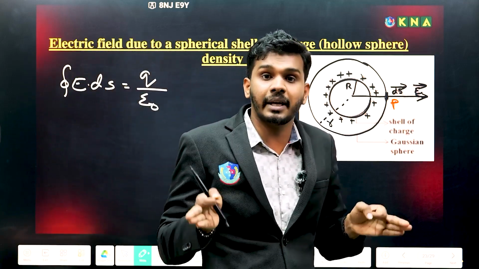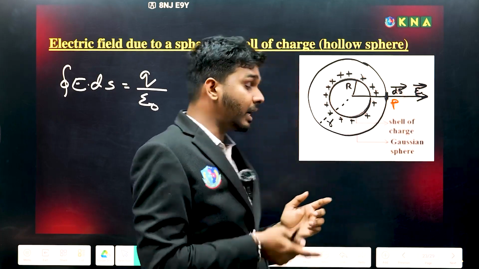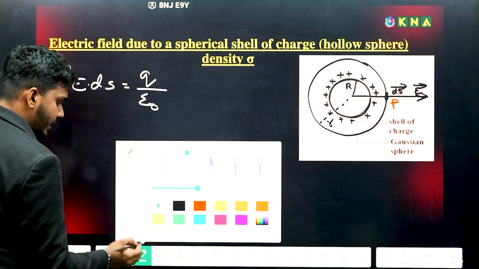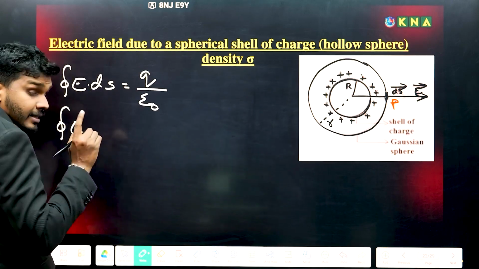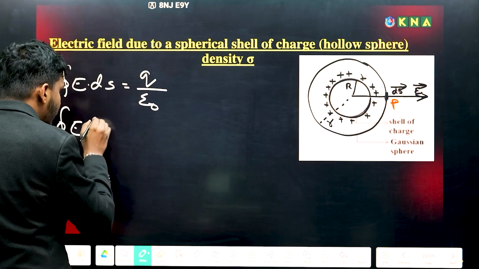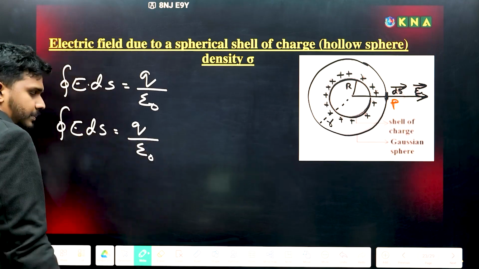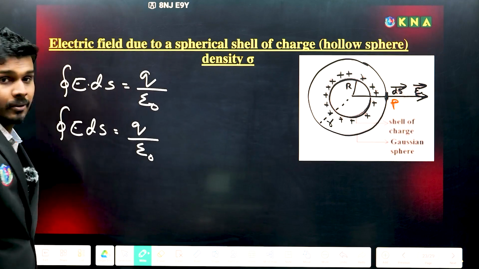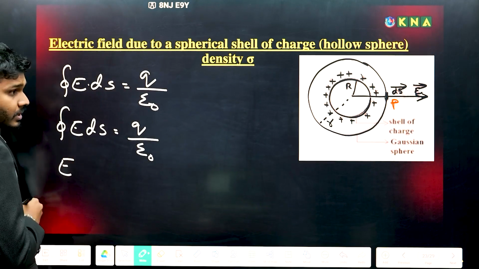So E dot ds becomes E ds cos 0, and cos 0 is 1. So the integral of E dot ds is E ds cos 0, which is E ds, and that is equal to Q by epsilon naught. Here the electric field E is constant.